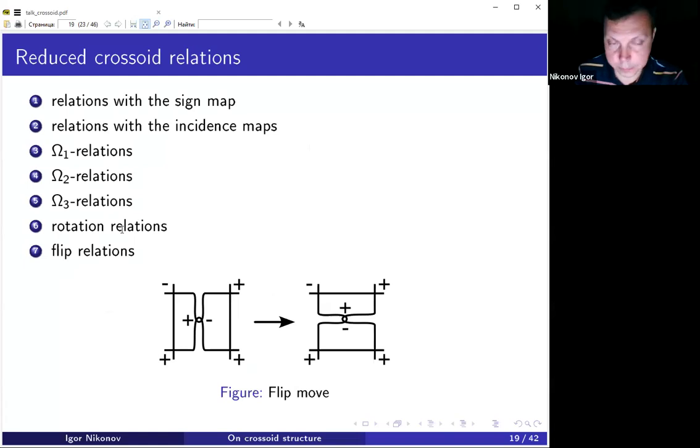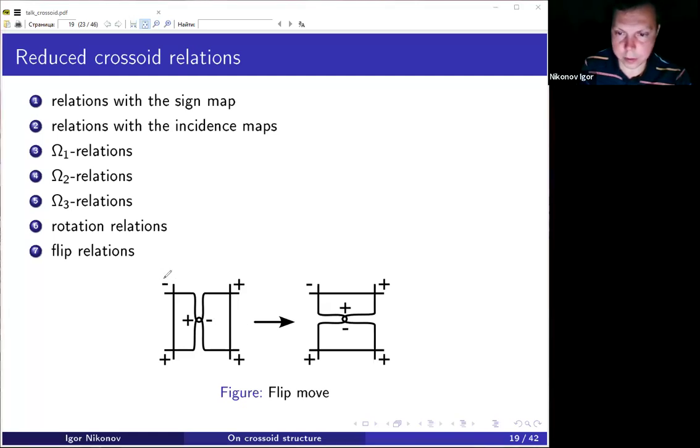We have some relations concerning Reidemeister moves and some rotation relations applied to bigons and triangles, and a flip relation. So you see the configuration for the flip relation. We consider a square with 4 crossings, 3 positive and 1 negative, and then we can use the second Reidemeister move to split this square into 2 triangles and 1 bigon. And we may use these triangle and bigon maps to express the color of this negative crossing. The flip relation says that the color of the negative crossing in the left picture and the right picture will be the same.